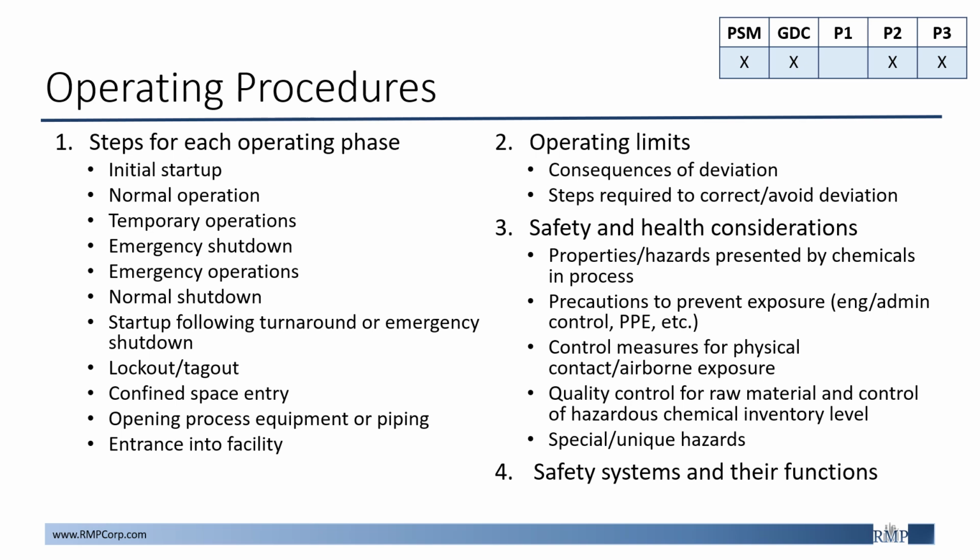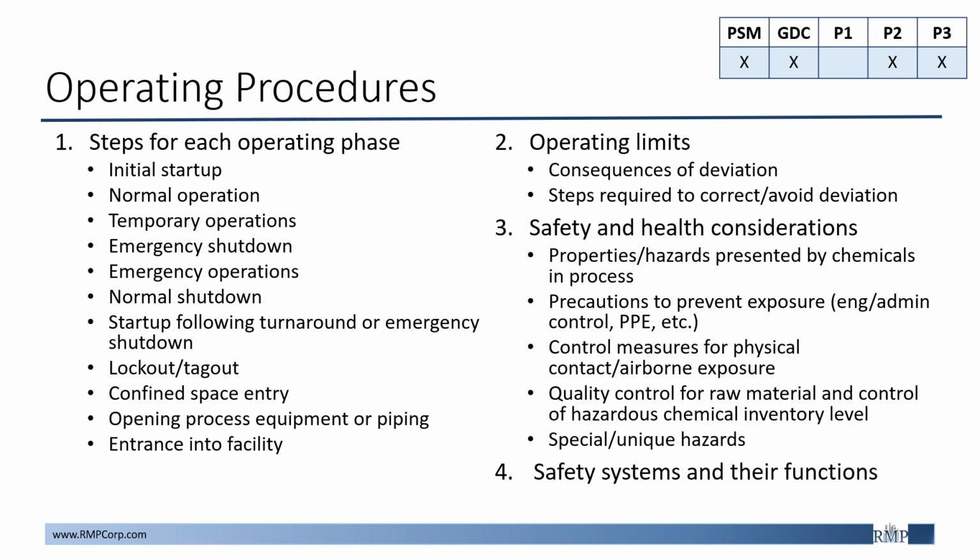It also includes safety and health considerations such as properties and hazards presented by chemicals in process, precautions to prevent these exposures such as through engineering and administrative controls, PPE, etc., control measures for physical contact and airborne exposure, quality control for raw material and control of hazardous chemical inventory level, and lastly, special or unique hazards. It should also include safety systems and their functions.